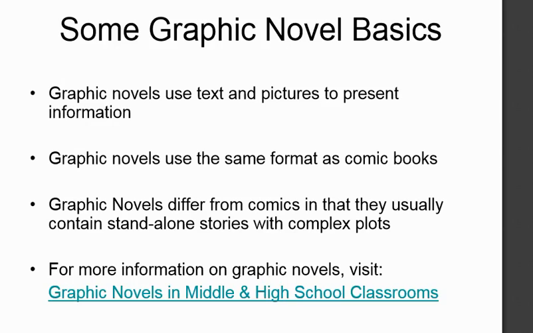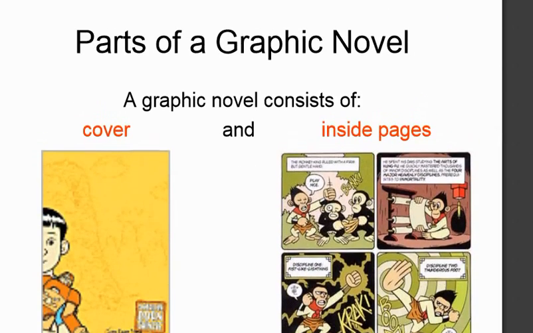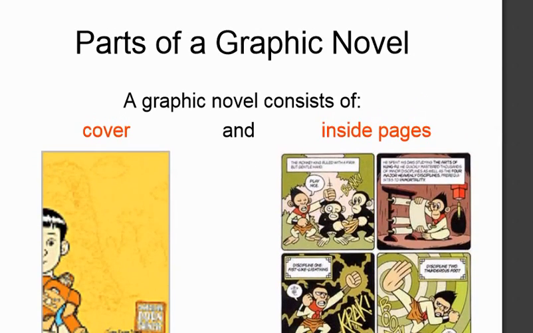When reading a graphic novel, there are some basics that you'll need to know. Graphic novels use text and pictures to present information. Graphic novels use the same format as comic books, but they differ from comics in that they usually contain standalone stories with complex plots. There are parts of a graphic novel that you'll need to know as well. A graphic novel consists of a cover and inside pages.